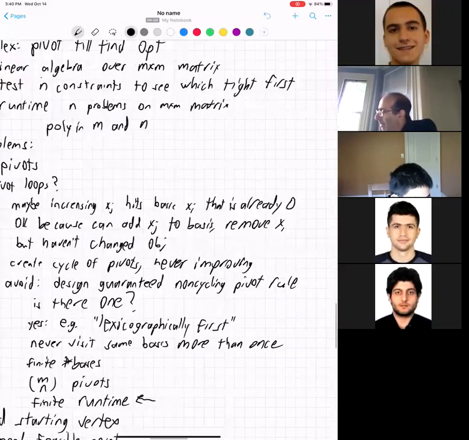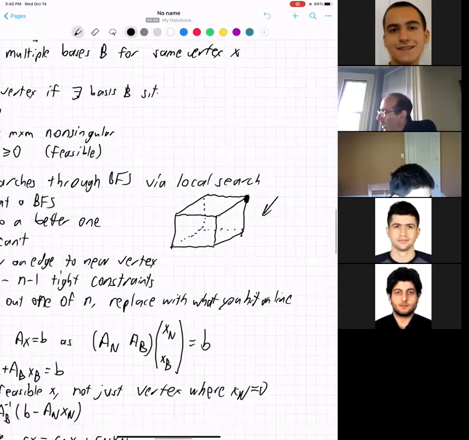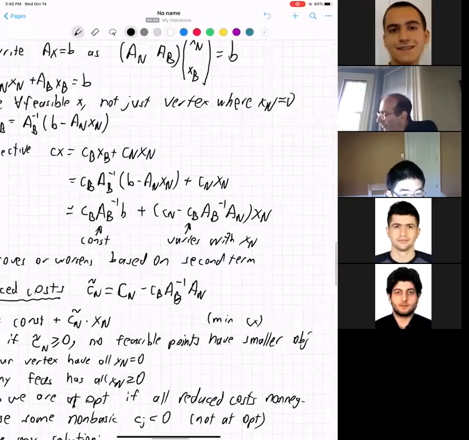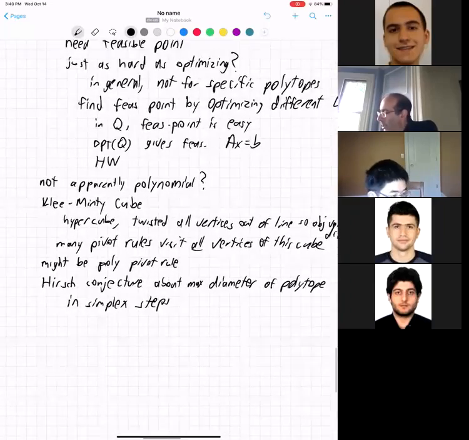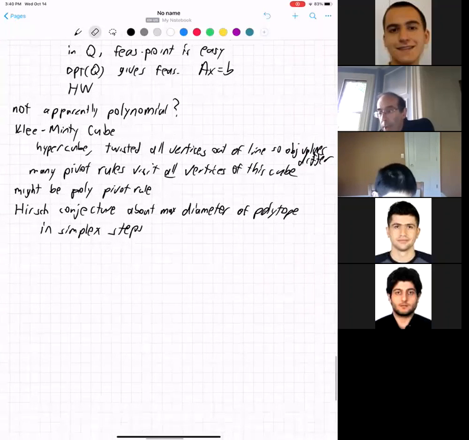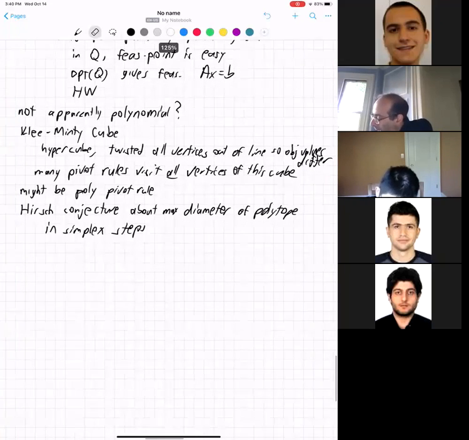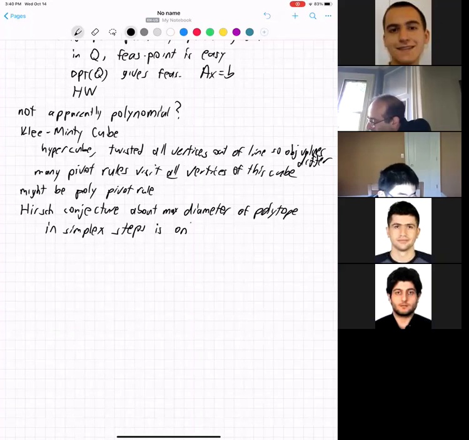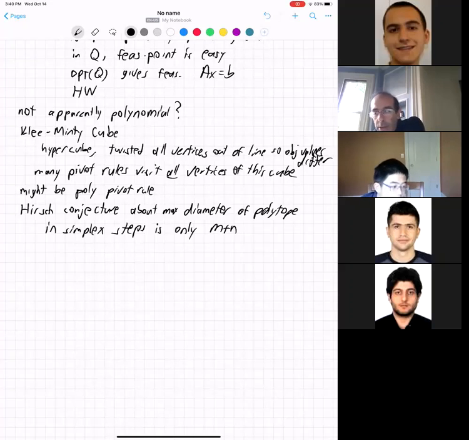So if we jump back up to this cube that I drew long ago, you see that I can move from any corner to any other corner by taking 3 steps, right? Three pivots will get me from one corner to another corner. Okay. So Hirsch conjectured that if you have a polytope of m constraints over n dimensions, the maximum number of pivot steps that you would need is only m plus n. Linear in the number of constraints and dimensions, right?